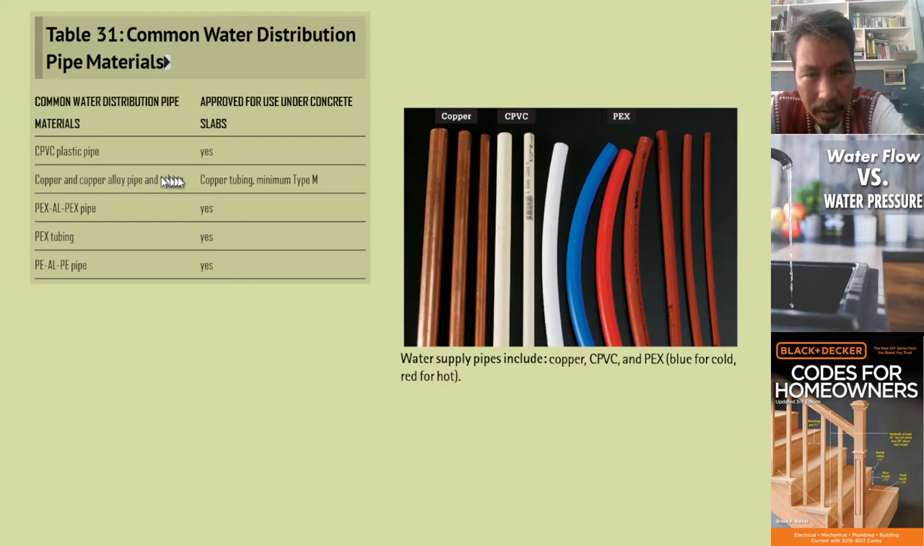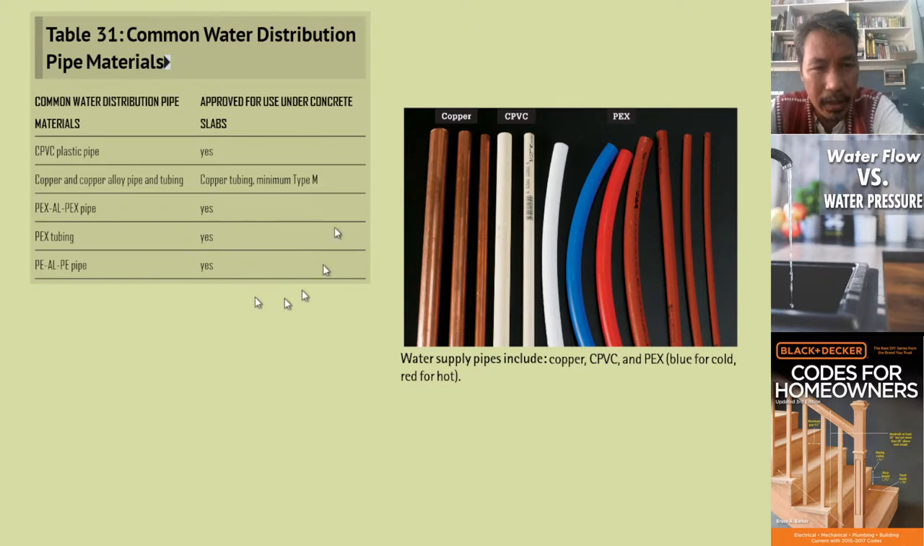Copper alloy approved for use under concrete slab. Copper tubing minimum type M. Only type M is approved for concrete slab. PEX-AL, PEX pipe, yes. PEX tubing, yes. PE-AL, PE pipe, yes.